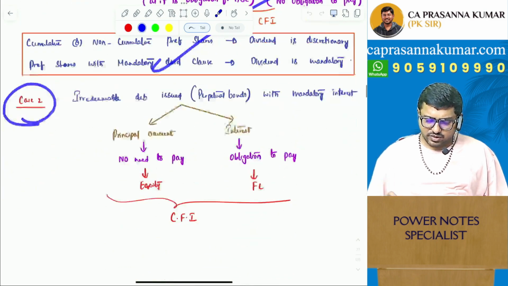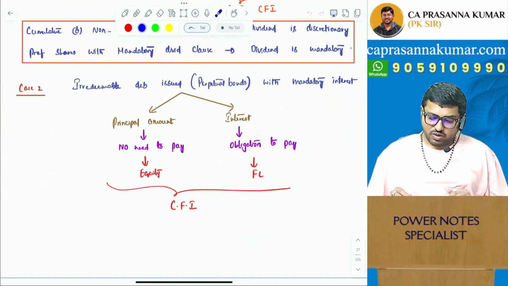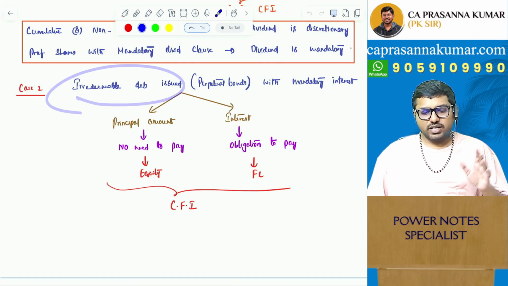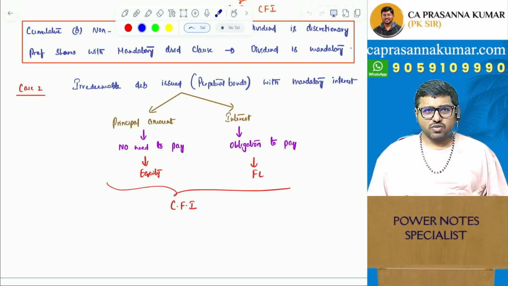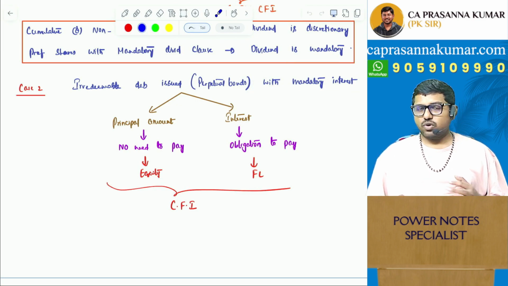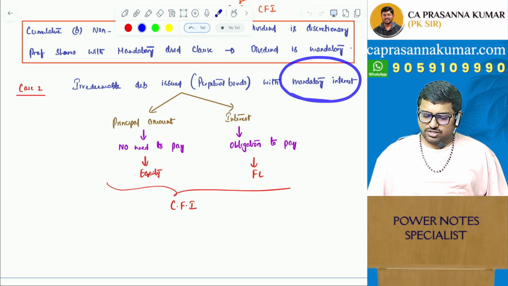Moving on to case 2. This is a simple case only. This we have already solved a sum based on this illustration. Irredeemable debentures issued. Irredeemable means you will never redeem it, which means perpetual bonds. I think it was illustration 3, if I'm not wrong. With mandatory interest. Mandatory interest means you have a contractual obligation to pay cash. Therefore, it is financial liability.